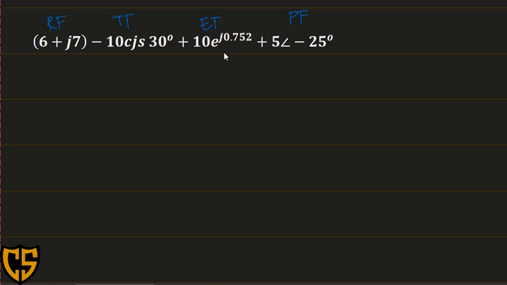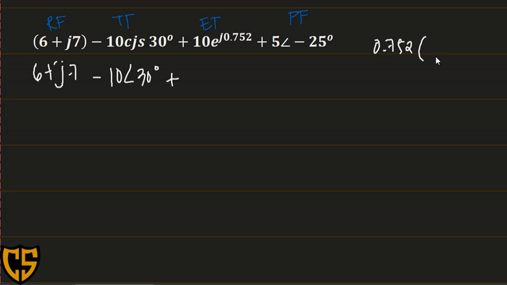So, we have, so that it is clear to us, let me copy it first, we have 6 plus j7 minus. I will convert this to polar so we won't be confused. So we will have 10 angle 30 plus. So we convert it into polar form. So, 0.752 times 180 all over pi.